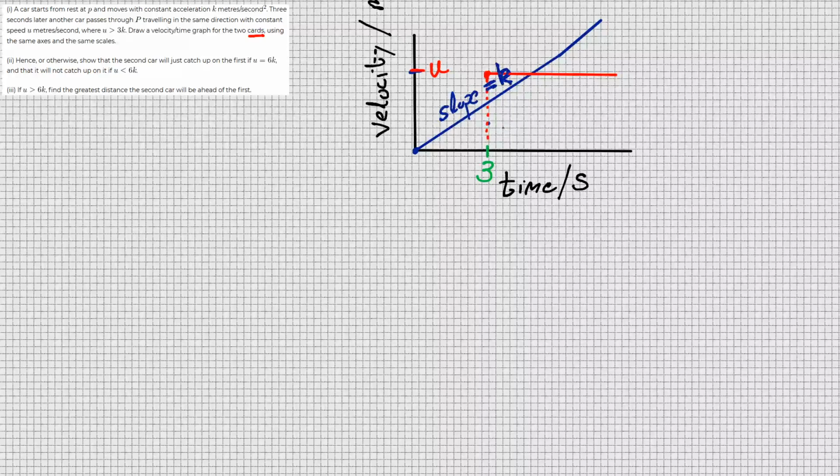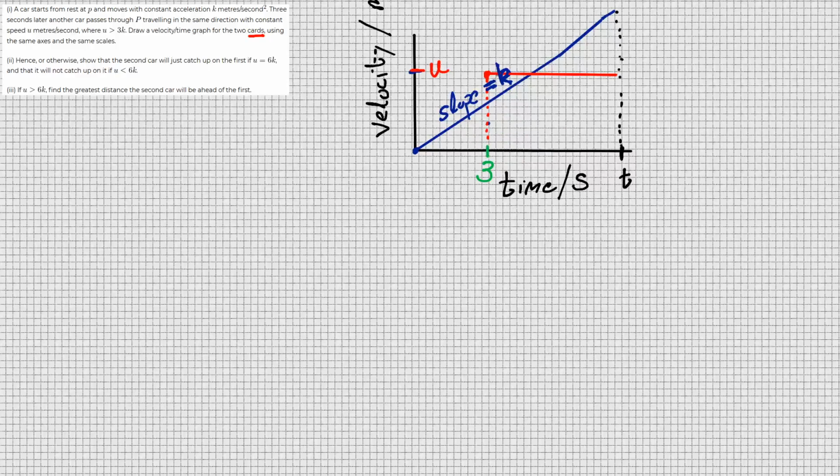Hence or otherwise show that the second car will just catch up to the first car if u is 6k, and that it will not catch up otherwise. Okay, so at some point here in the future t, the two cars will have traveled the same distance, we suspect, if they've caught up to each other. So the distance traveled by the second car has to equal the distance traveled by the first car.